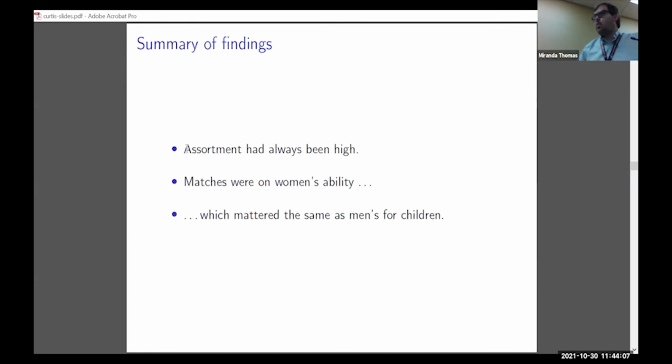So putting it all together, I say that assortment has always been high in Quebec. And this is again a society where before the 1970s, female employment in the formal labor market is very low. Your mother is not going to be using her human capital to earn a wage income in the formal sector, at least. But your parents did match on human capital quite strongly. And this match was on individual human capital. It wasn't between families, and I used the family fixed effects to show that.